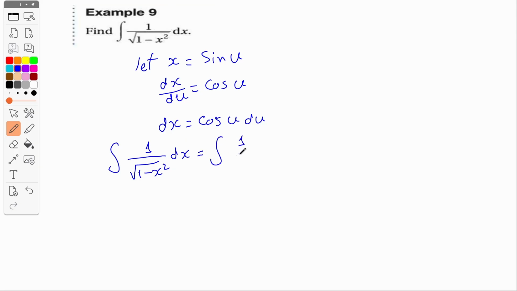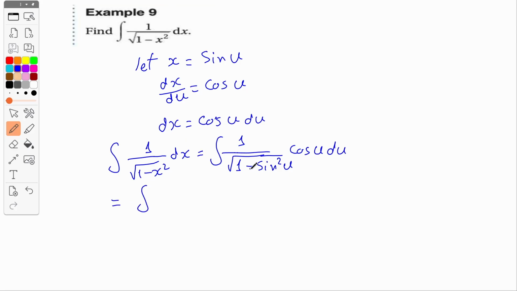So the integral of 1 over the square root of 1 minus x squared dx will be equal to the integral of 1 over the square root of 1 minus x squared. That will be 1 minus x squared. Here x is sine u, so it will be sine squared u. Instead of dx, we write cosine u du.